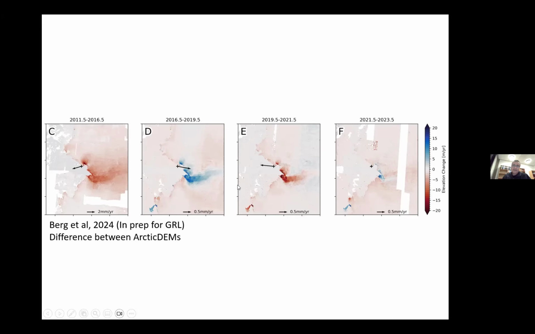Now, using a combination of both vertical and horizontal motion, we will be able to detect all this and these mass changes on a daily basis.